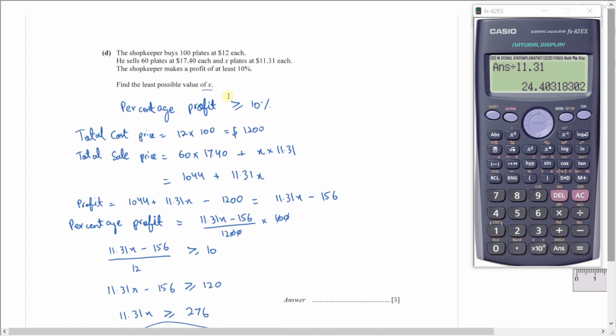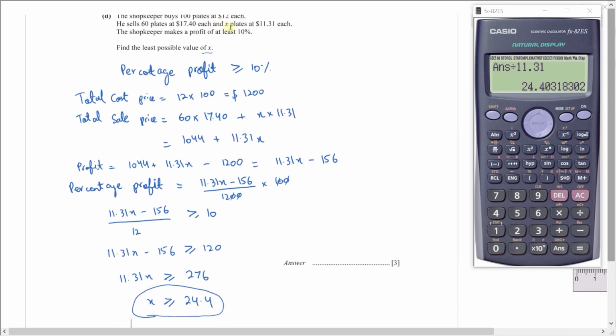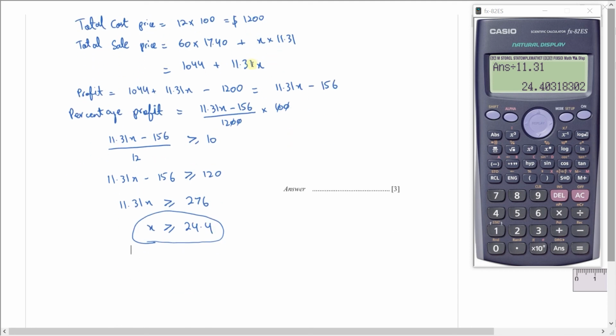of 10%. So since x is the number of plates sold, you cannot have a decimal value, and you cannot go below 24.4. So 24 is not a correct answer because your percentage profit will drop below 10%. So the least possible value of x will be 25. So your answer here is 25.